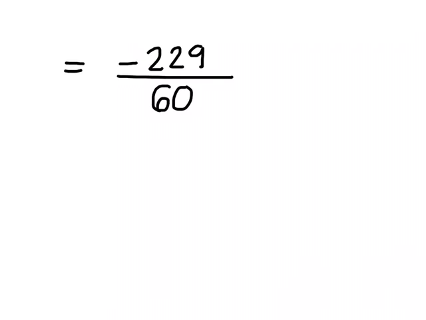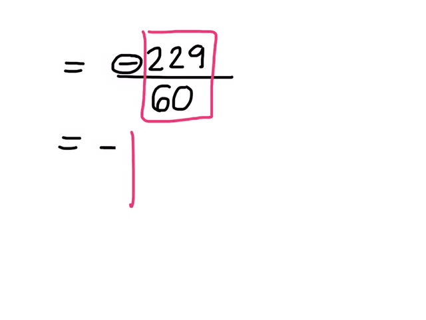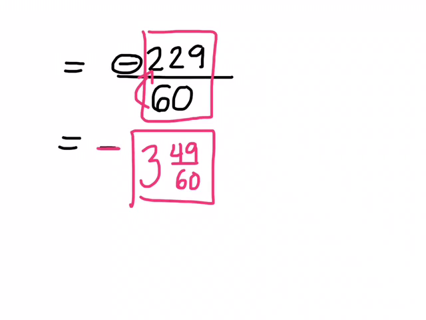Okay, so now we need to turn this into a mixed number. Now, because of this negative sign, I know that my answer, whatever 229 over 60 is going to be, I have to put a negative in front of it, okay? How many times does 60 go into 229, Matt? 3 times, with how many left over? 49. Over? So your answer is negative 3 and 49 over 60.